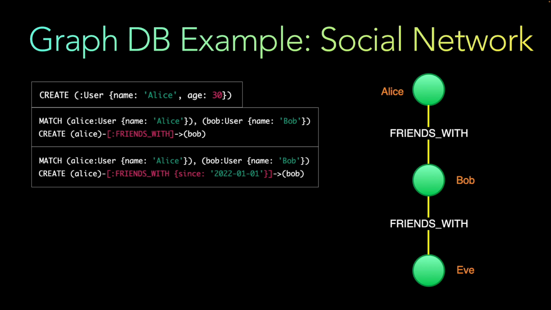Now, how do you query? Basically, you can repeat this process to create the entire social network graph. But then, let's say you were to query the social network graph. How will you do that?